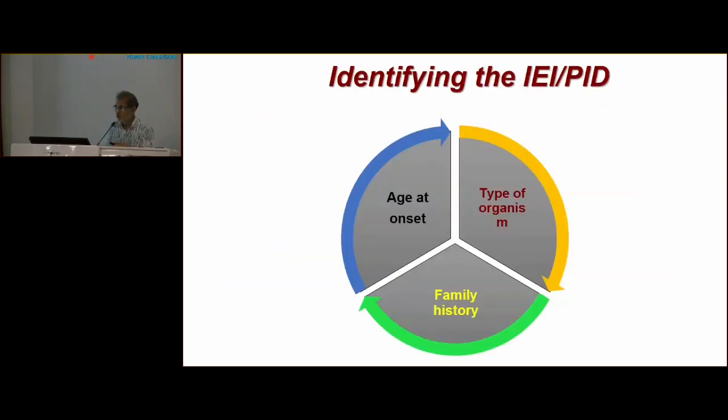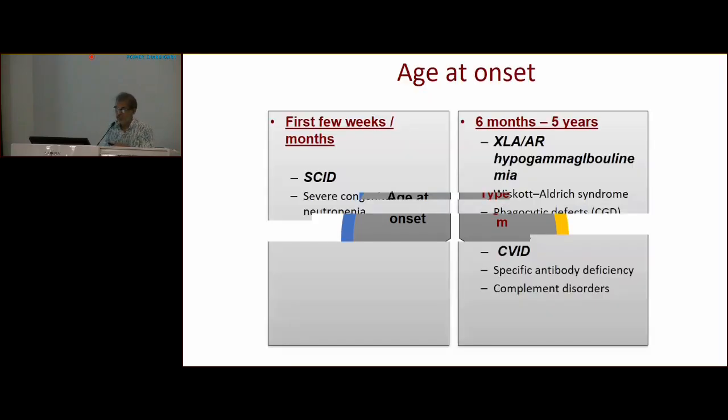So, how do we identify a given IEI or PID clinically? There are three handles mainly, clinically, not without lab support. That is age at onset, types of organisms, and family history. This is a very simplistic approach to the age of onset. There are some disorders like severe combined immunodeficiency which will present very early.